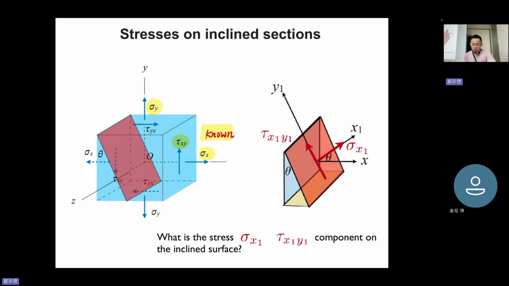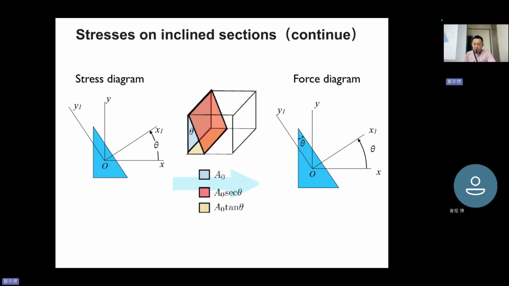All right. So what is the sigma x1, tau x1y1 component on this? So, stress on incline, continue. Okay, the stress diagram, if we put that in a more oblique form, here this is how x1, y1, x1, y1, right?